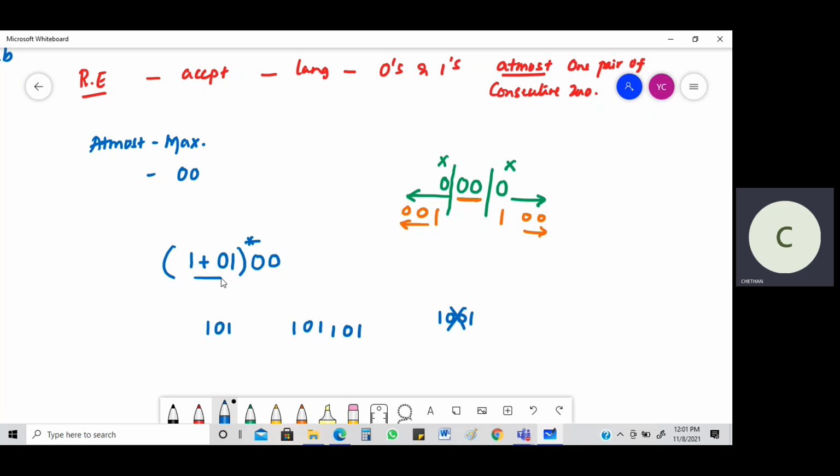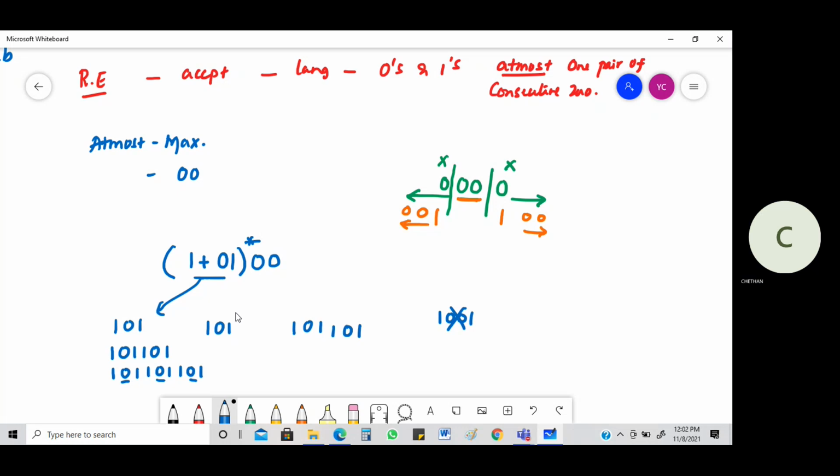So I have written like this. Now for this you try to figure out what is it. If I take only one instance, it will become 1 0 1. Two instances, 1 0 1 1 0 1. Three instances, 1 0 1 1 0 1 1 0 1. Nowhere you can see there are two consecutive zeros coming through. See, very simple.